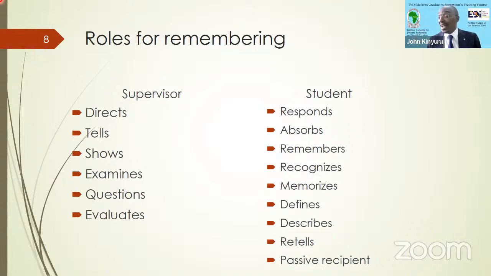For example, if it's an apple, okay? If it's a vegetable, what vegetable is it? What family group or food group would you place this vegetable in? And probably what nutrients does it provide to my body? So I want them to retell the story. I want them to regurgitate, mainly. I want them to describe. And most of the time when you're teaching them, they are mainly passive recipients.